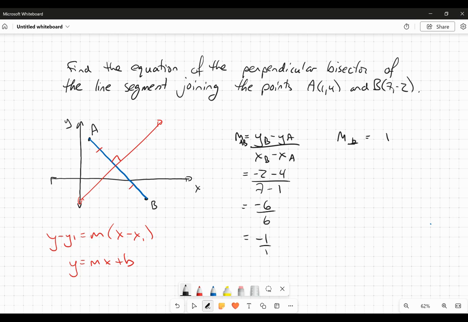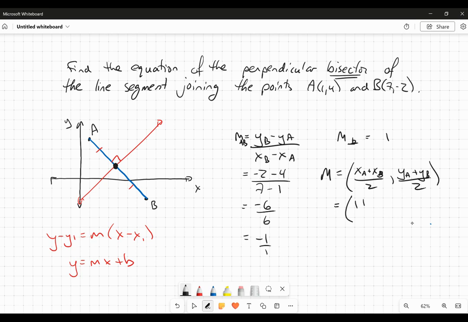But now what I need is to find the midpoint here, because I need the point that cuts this in half. It's the bisector of that line segment. And so my midpoint formula works like this. My midpoint formula is going to be the sum of the x coordinates over 2. So it's the average of the x coordinates, and then it's the average of the y coordinates. That'll be the midpoint there.